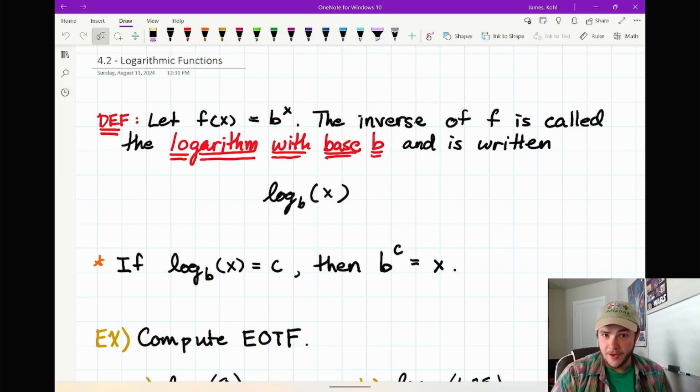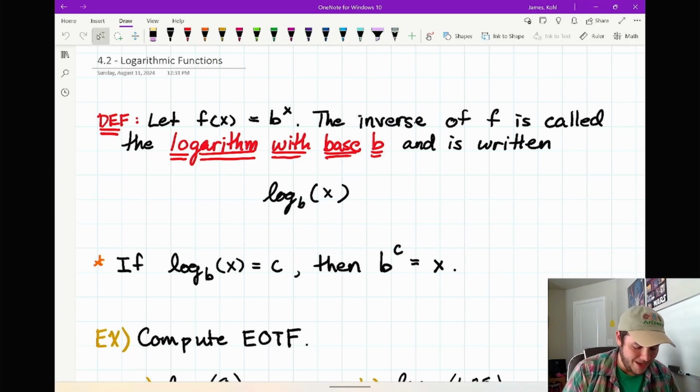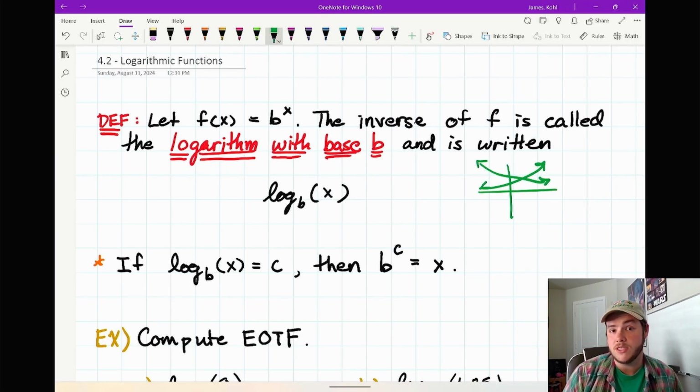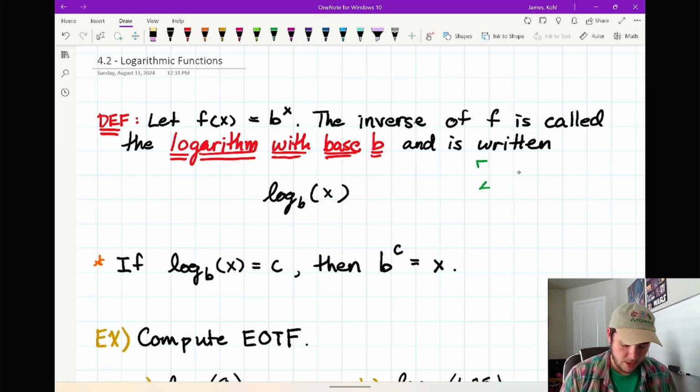A logarithm is really just the inverse of an exponential function. So if I've got f of x equals b to the x, we define its inverse to be log base b of x. Remember how, regardless of whether I have a growth or decay model, both of those are going to be one-to-one functions. They pass our vertical and horizontal line test. So it has an inverse, and we call that inverse log base b of x.